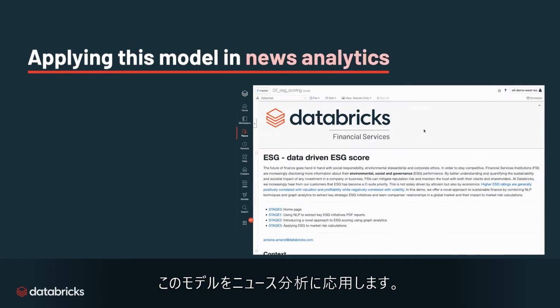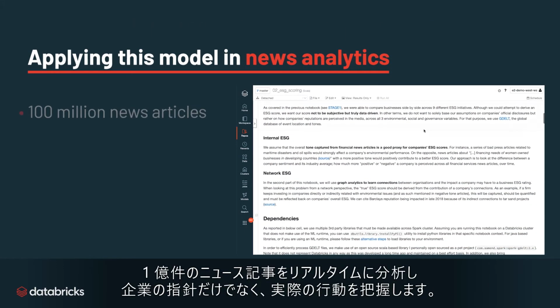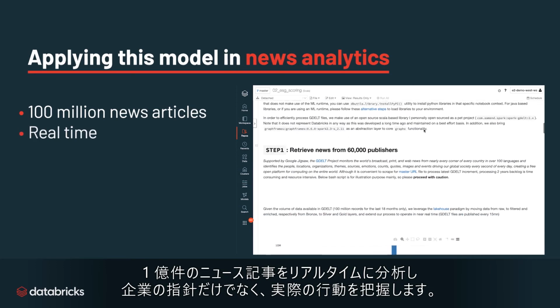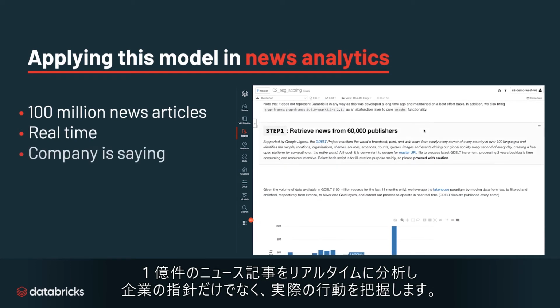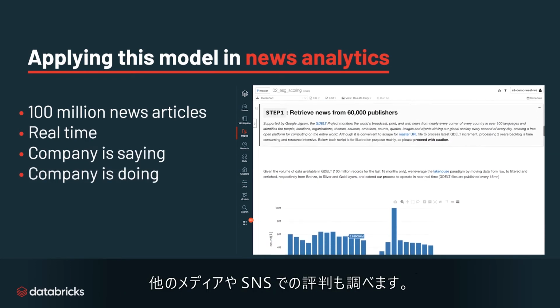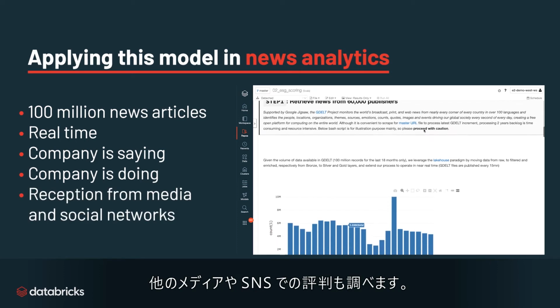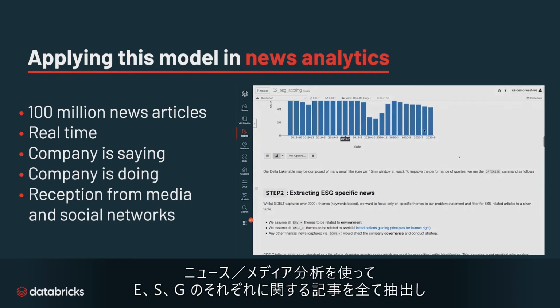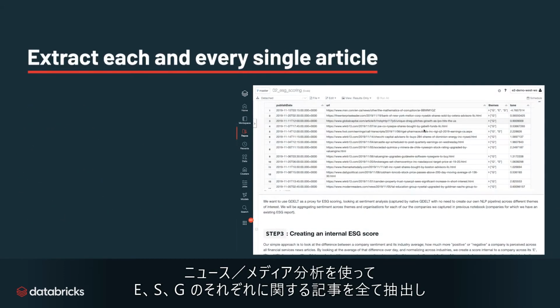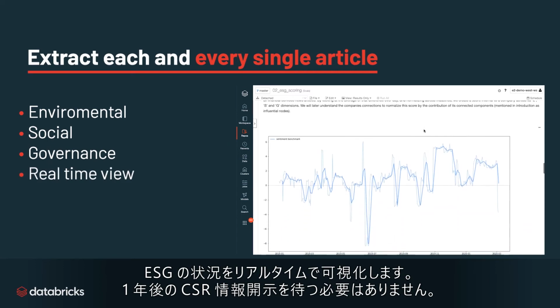By applying this model in news analytics, we show you how to bring 100 million news articles in real time to understand not only what a company is saying, but also what a company does. Additionally, we also find what the reception was from the media and social networks. With news and media analysis as a proxy, we show you how to extract each and every single article across the E, the S, and the G, and bring that real-time view of ESG instead of waiting for year-long CSR disclosures.